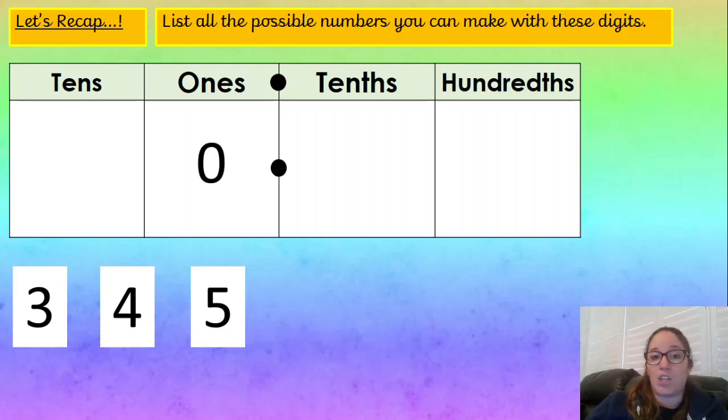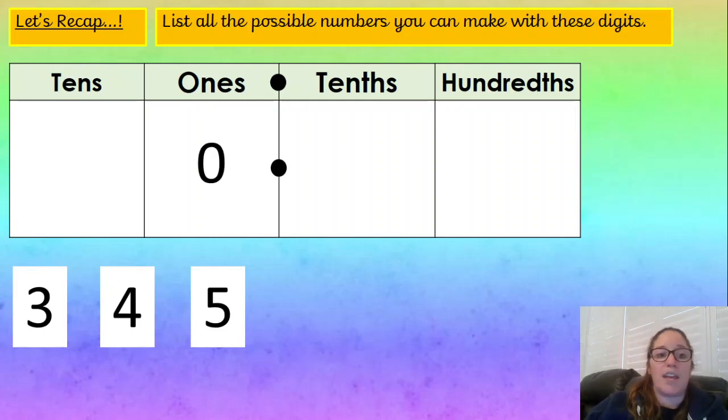If you'd like to, what you can do is write the numbers 3, 4 and 5 on a piece of paper with a 0, and then you can move the numbers around, if it helps you. Okay, so pause the video and come back when you're ready.